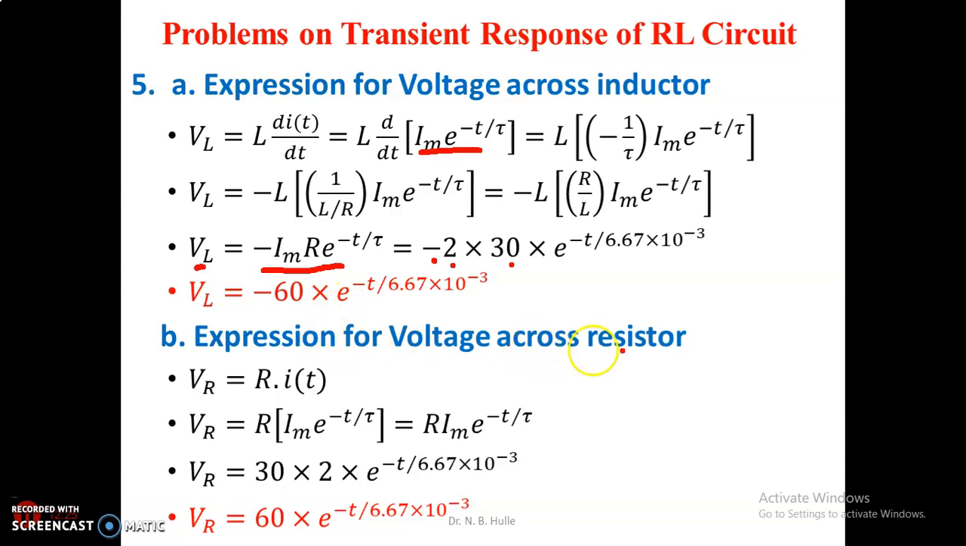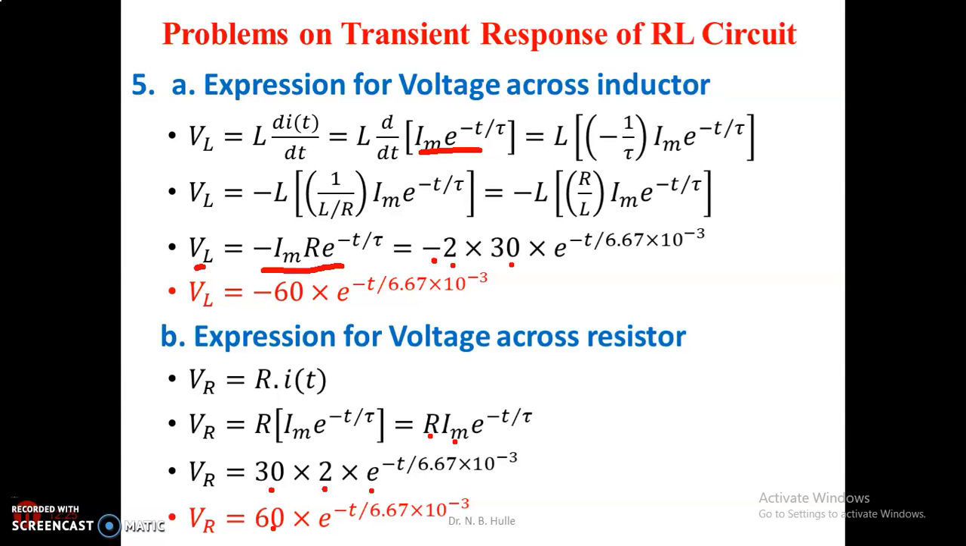Similarly, the voltage across the resistance is given by the formula R into i of t, which is R into Im into e raised to the power of minus t by tau. I substitute the value of R, which is 30. Im is the maximum current before switching, which is 2 amperes, and tau is 6.67 into 10 raised to the power of minus 3. The expression for the voltage across the resistance is 60 into e raised to the power of minus t by 6.67.